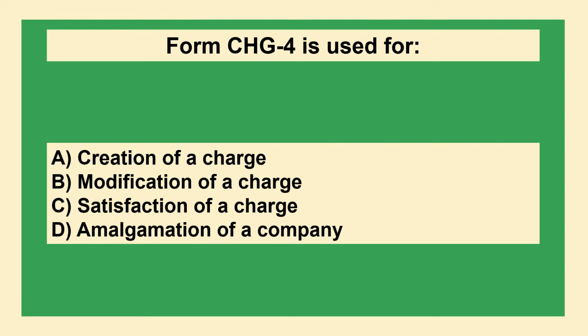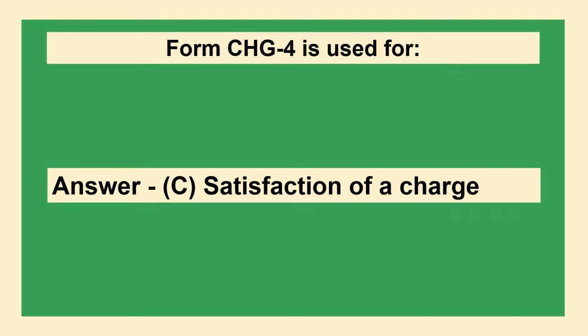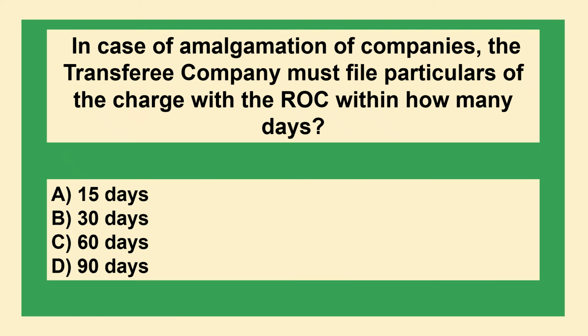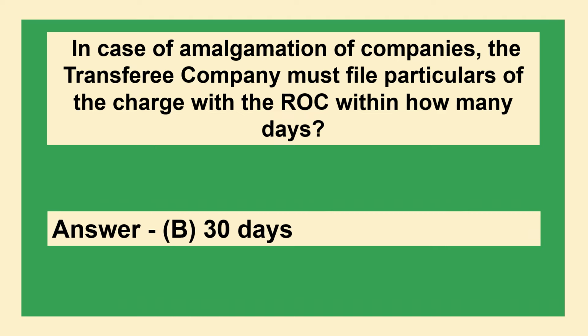The next question is, Form CHG 4 is used for option A, creation of a charge; option B, modification of a charge; option C, satisfaction of a charge; option D, amalgamation of a company. The correct answer is option C, satisfaction of a charge. The next question is, in case of amalgamation of companies, the transferee company must file particulars of the charge with the ROC within how many days? Option A, 15 days; option B, 30 days; option C, 60 days; or option D, 90 days. And the correct answer is option B, 30 days.